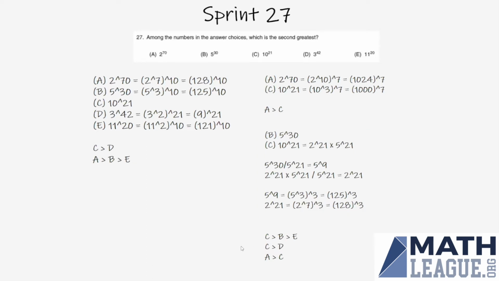E, so C is greater than B and E, and it's also greater than D. And since A is greater than C and it's the only one greater than C, then that means that C is the second greatest. So we circle C.